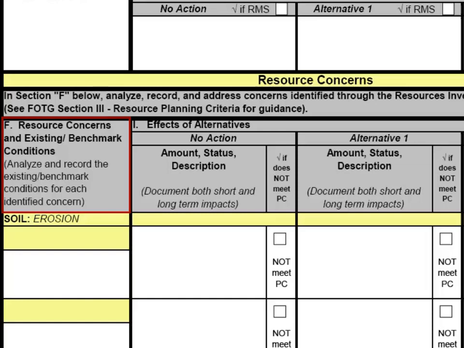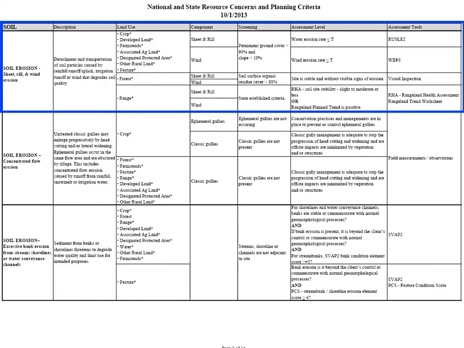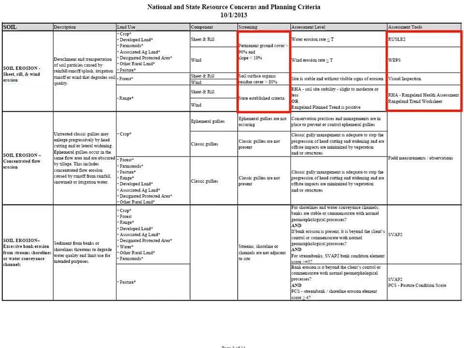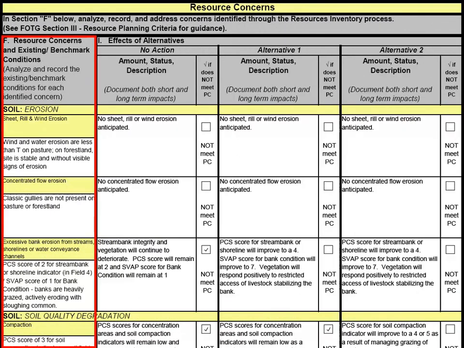After walking the land with Mr. Farmer and making field notes, planning criteria obtained from the Field Office Technical Guide was consulted to identify resource concerns. Depending on the concern and related cause, planning criteria, screening levels, and assessment tools were used to identify resource concerns. Later on, when evaluating alternatives, the planning criteria was consulted again to see if the proposed alternatives would meet or not meet planning criteria.